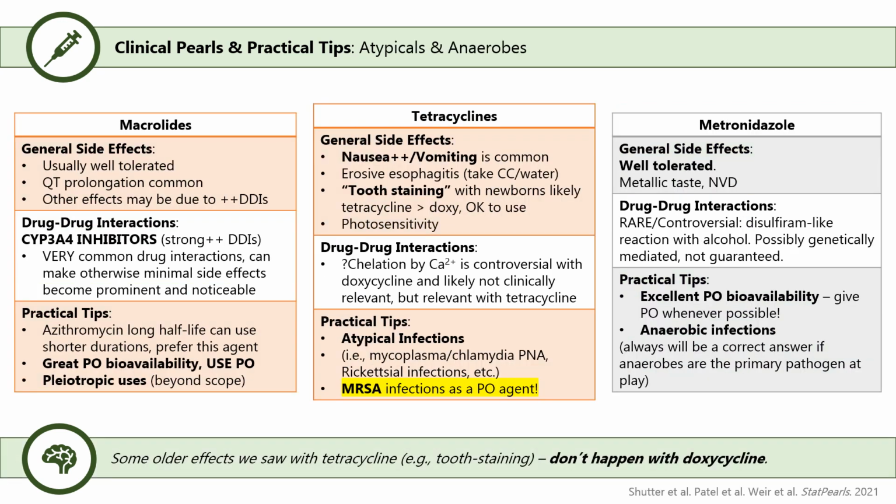Lastly, macrolides are generally well tolerated but form problems mainly through drug-drug interactions. Where rifampin was a cytochrome inducer, macrolides are strong cytochrome P450 inhibitors, where they decrease metabolism of many other drugs, increasing the risk of toxicity experienced. These are very common and depending on the combination, for example, clarithromycin and colchicine, can be noticeable and clinically significant. Azithromycin notably has a long half-life, which allows it to be dosed once daily and with a shorter total frequency than other agents. Macrolides also have great PO bioavailability, so should always be used PO whenever possible.